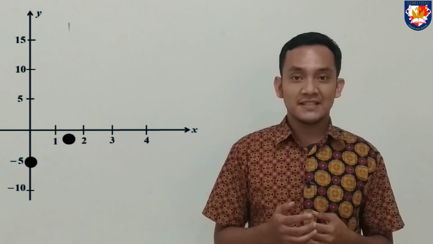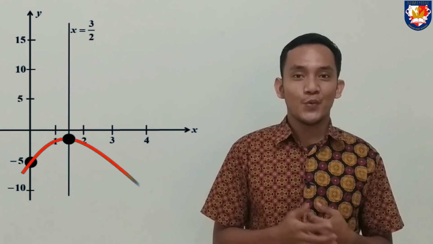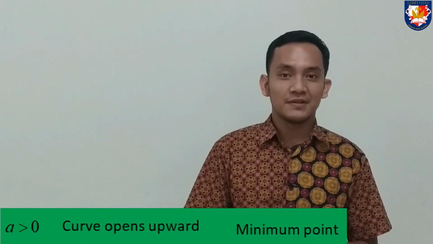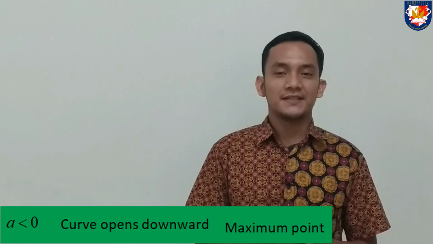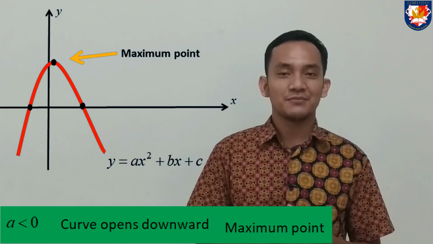So plot all the points we got and the axis of symmetry, and from the left to the right side, we obtain this curve. From the questions we have solved, if a is larger than 0, the curve opens upward and it has a minimum point. If a is smaller than 0, then the curve opens downward and it has a maximum point.